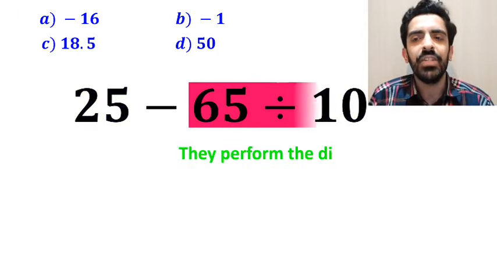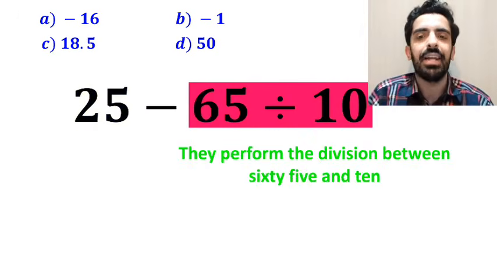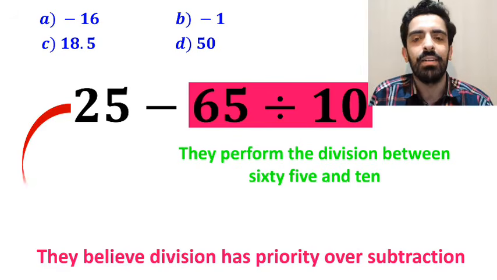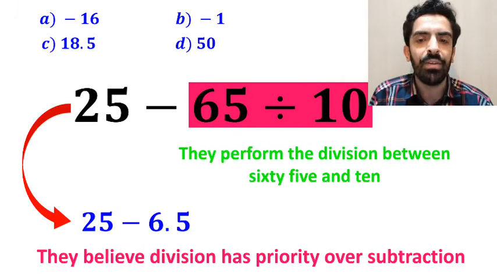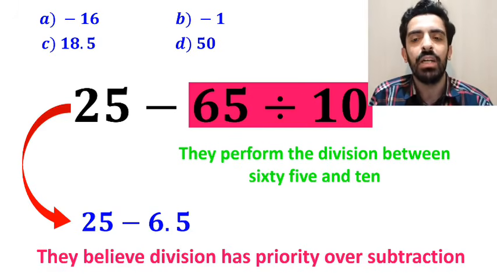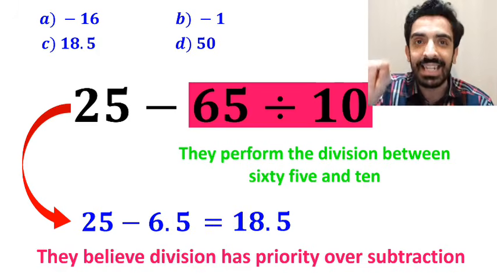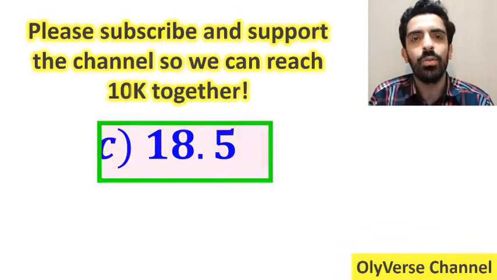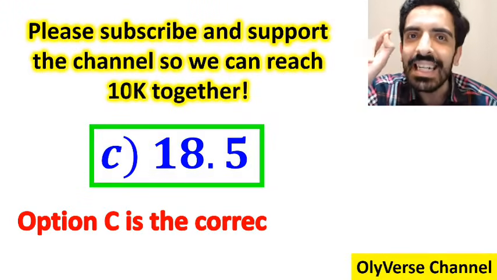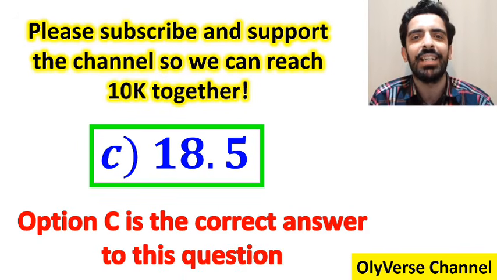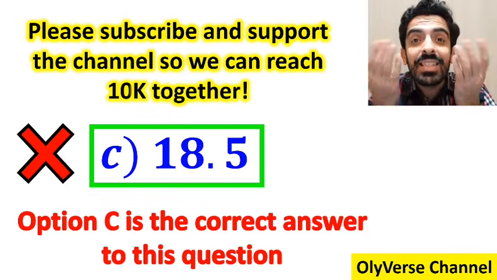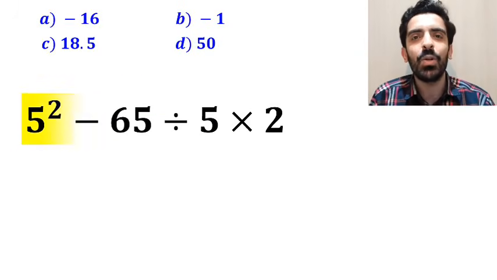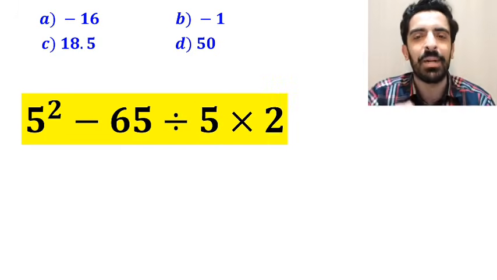Next, they perform the division between 65 and 10 since they believe division has priority, and they rewrite this expression as 25 minus 6.5, which ultimately gives them the answer 18.5. And immediately, they conclude that option C is the correct answer to this question. However, it's not the correct answer to this question. Alright, now let me show you how to solve this expression properly.